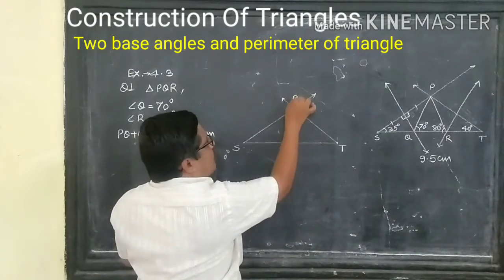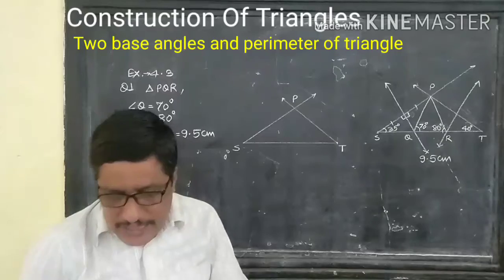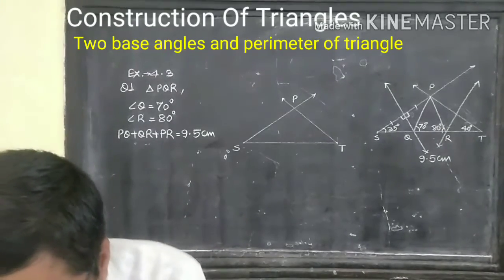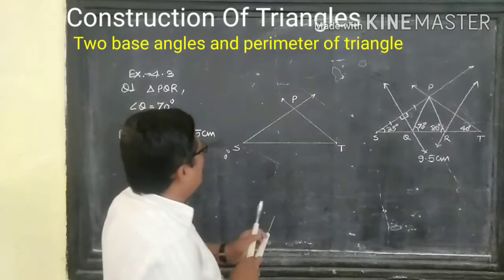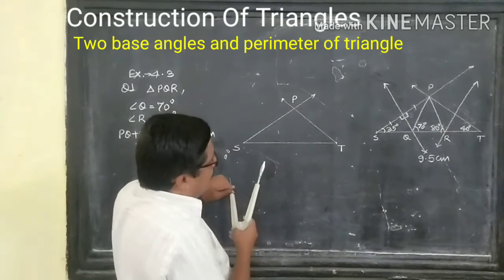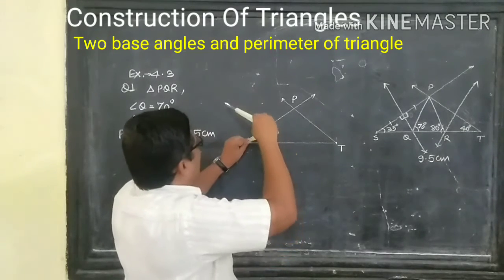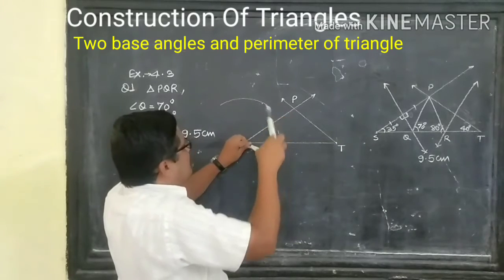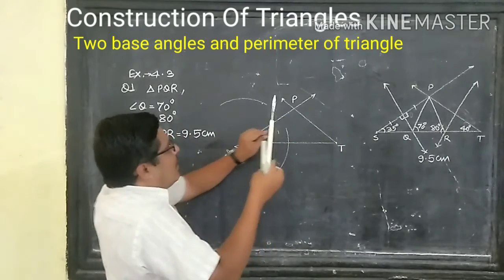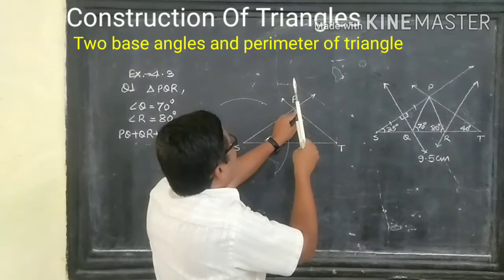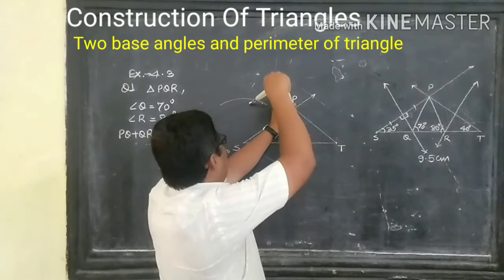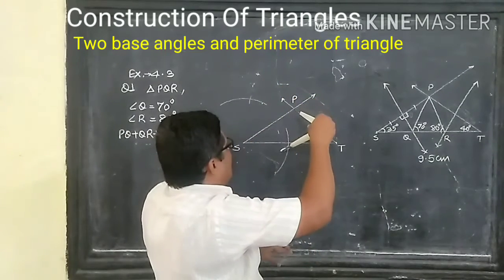This will give us point P. After that, we have to draw perpendicular bisectors of PS and PT. So first PS, take more than half distance, and from point P just we have to intersect the first arcs.